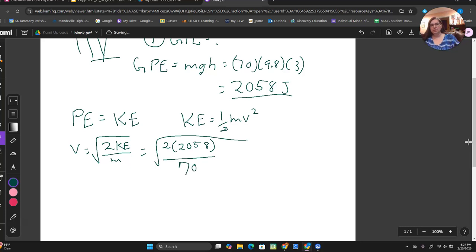Remember, this is units of joules and units of kilograms. So taking that kinetic energy, multiplying it by 2, dividing it by 70, and then taking the square root gives me about 7.7 meters per second. So 7.7 meters per second would be the velocity of the diver right before they hit the water.